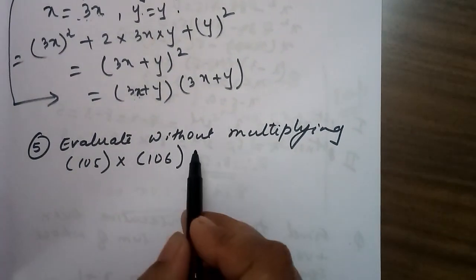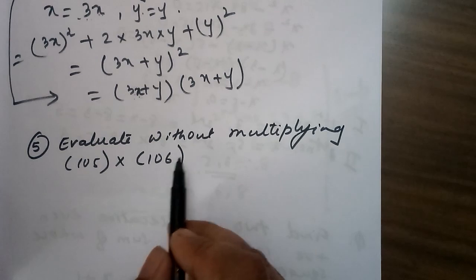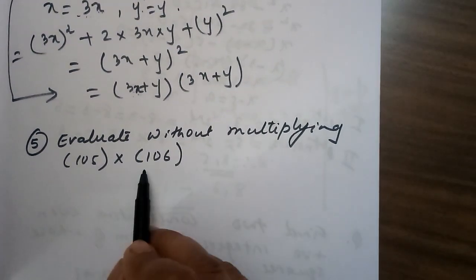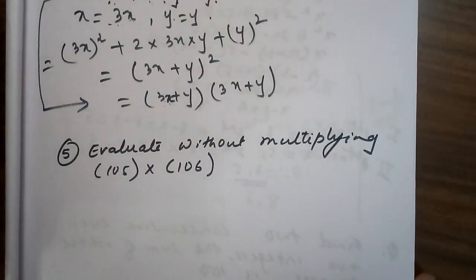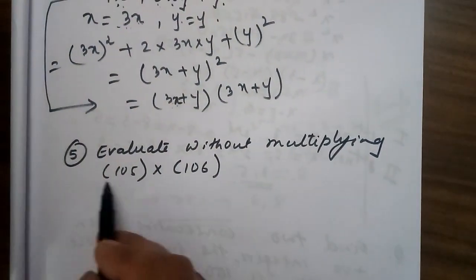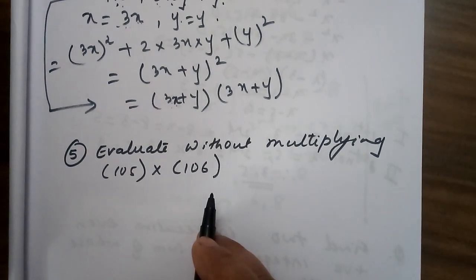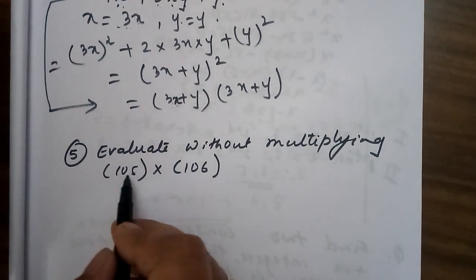The question says evaluate without multiplying. That means you can find this answer 105 into 106 by multiplying, but then the whole purpose of teaching you identities is defeated if you still multiply such big numbers. The aim to teach you identities is that you reduce your calculation work. So this is what I'm going to do over here.